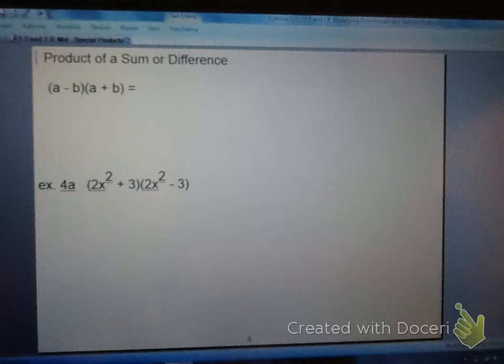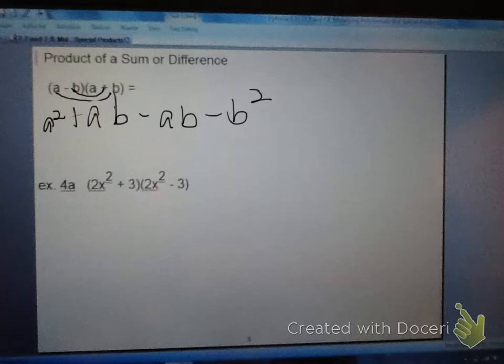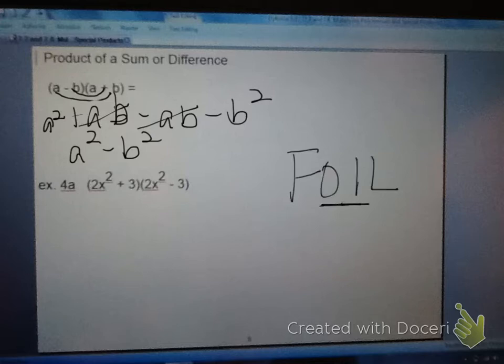Product of a sum and difference, we just do the FOIL method. And when we do that, we get a squared. Your outside is a positive ab. Your inside is a negative ab. Your square of the last term is a negative b squared. Look what happens. Your two middle terms go away. So anytime you are multiplying two binomials that are exactly the same, but one's positive, one negative, the two middle terms go away, so you can skip the outer and the inner.